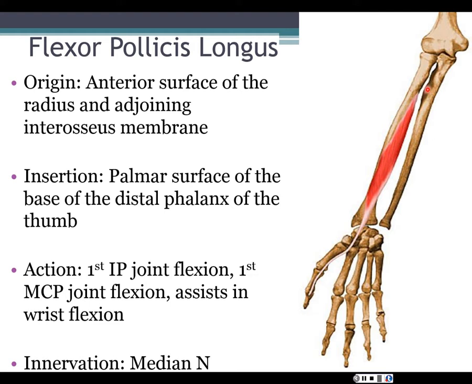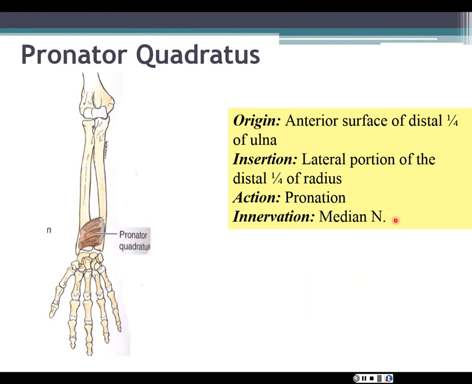So this flexor pollicis longus is actually going to cause flexion. It might help with some wrist flexion. It will do carpometacarpal joint flexion. It'll be metacarpophalangeal joint flexion, and it will result in interphalangeal joint flexion. This is our primary thumb flexor. And we've already talked about the pronator quadratus. It does pronation. It's very deep. It's very distal. It's sitting right on top of the interosseous membrane.